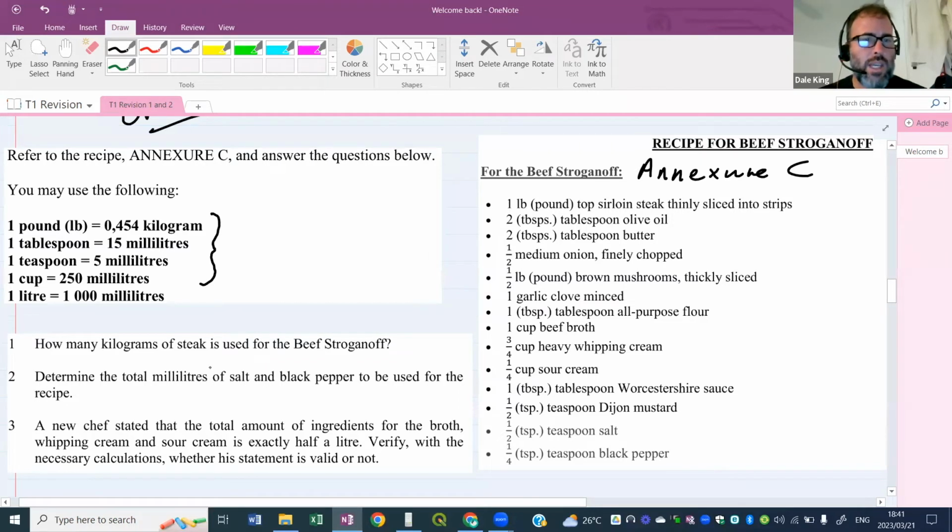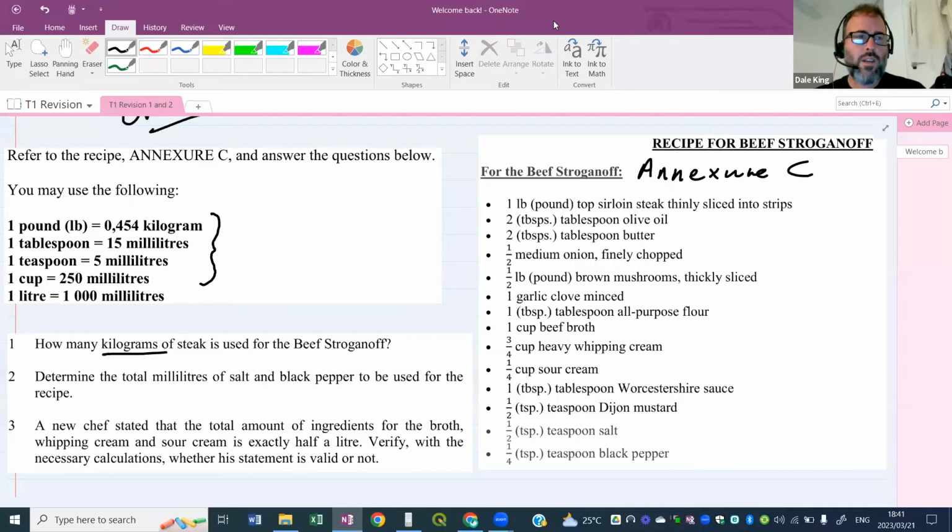All right, question 1. How many kilograms of steak is used for the beef stroganoff? So for this recipe, how many kilograms? Okay, they give us pounds, so we need to convert from pounds to kilograms. Very easy. Nice, easy first question. First questions should always be this easy. Our grade 10s, I'm thinking, hold on, how come our grade 10 question wasn't easy? You know, sometimes you get a trickier first one and sometimes you don't.